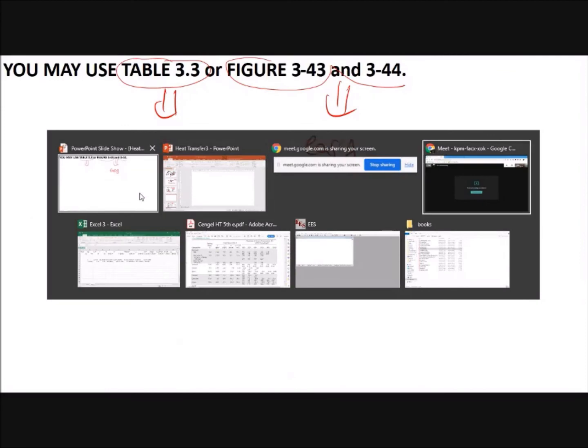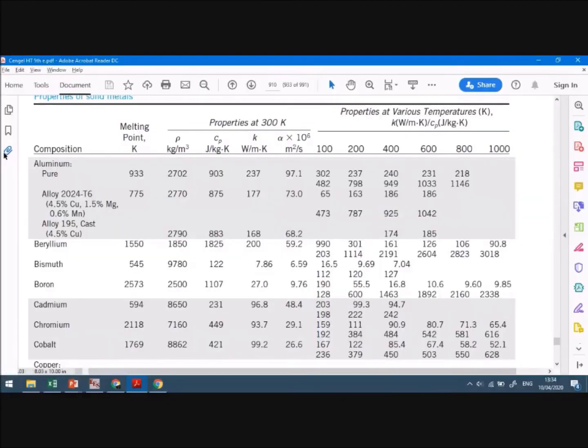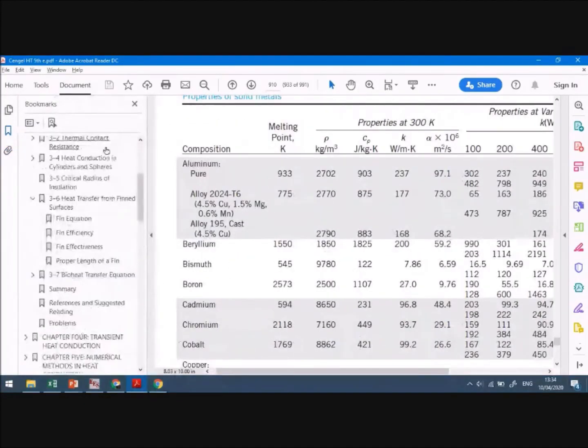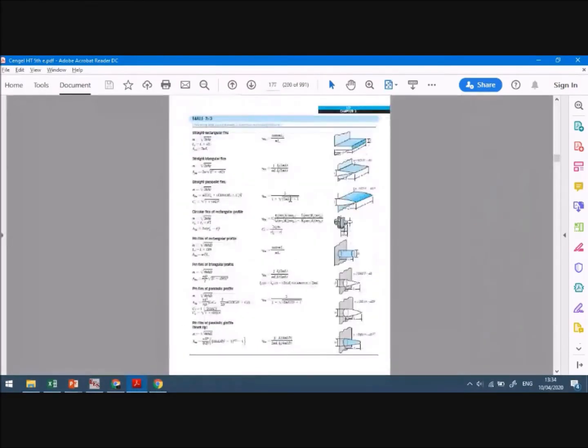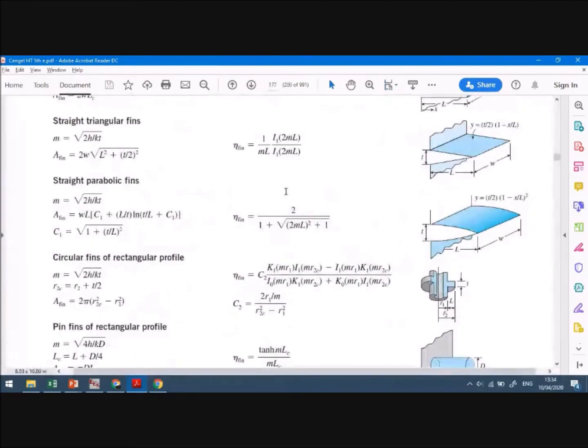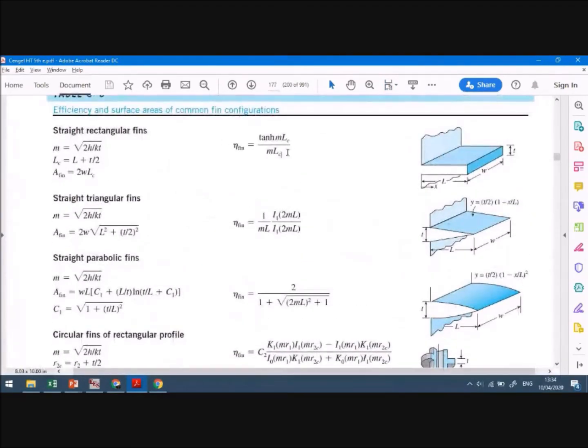Now comes another thing here: we can use the table or you can use the figure. The figure is easy. The table is difficult. Why is it difficult? Because it gives the formula and that formula is sometimes not good. Let's see the book. You go back to the book, chapter 3. You have the fin efficiency. You see the table value. Here you have the efficiency. You can use this efficiency and find the heat transfer rate.